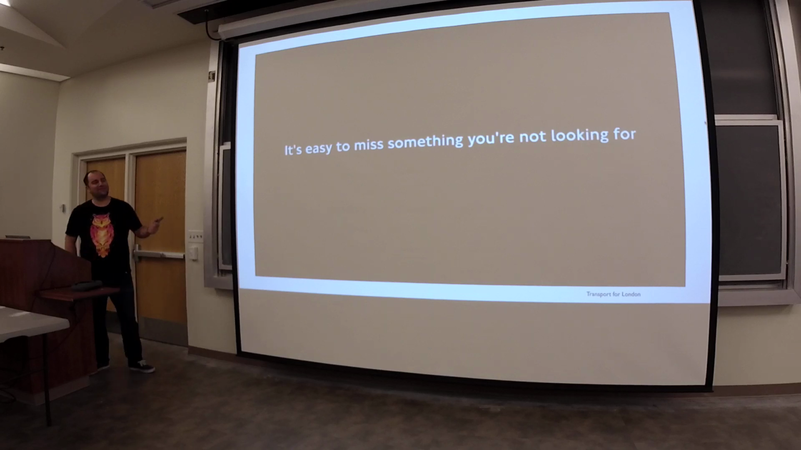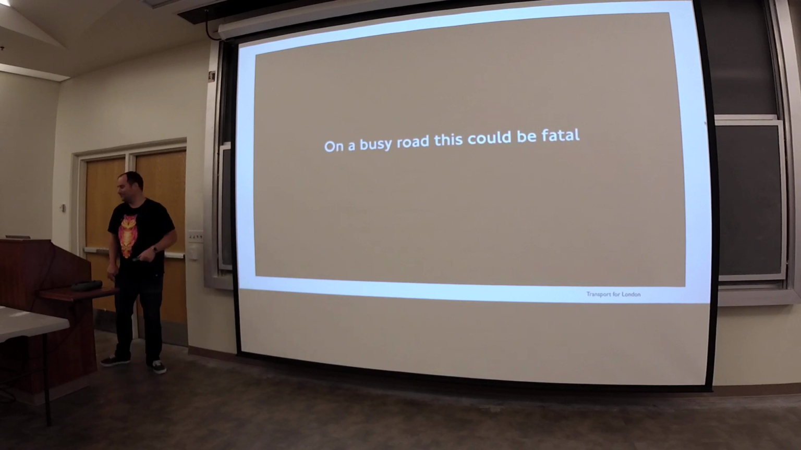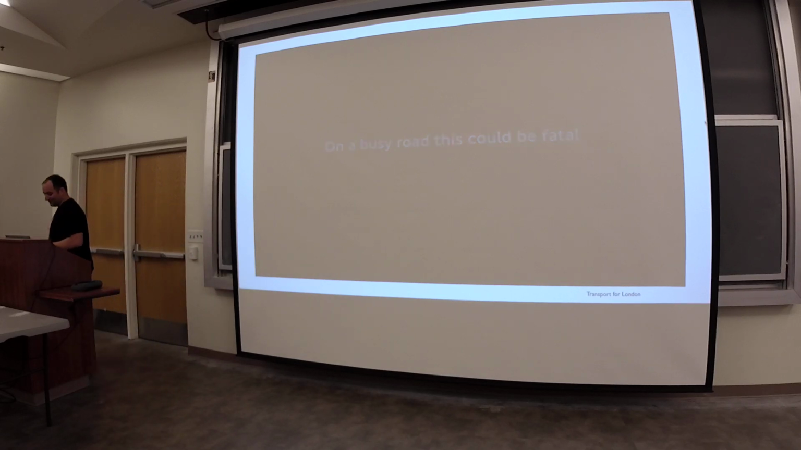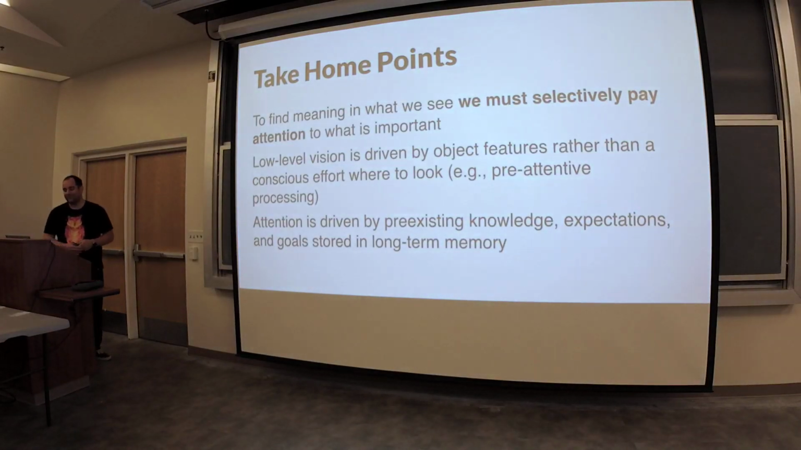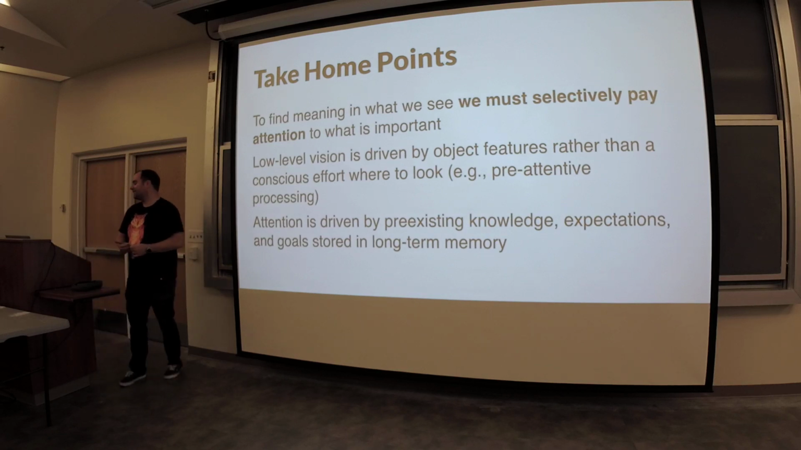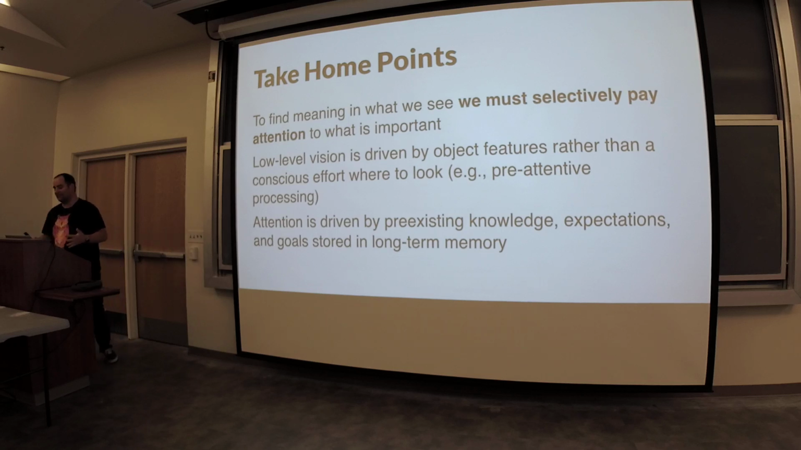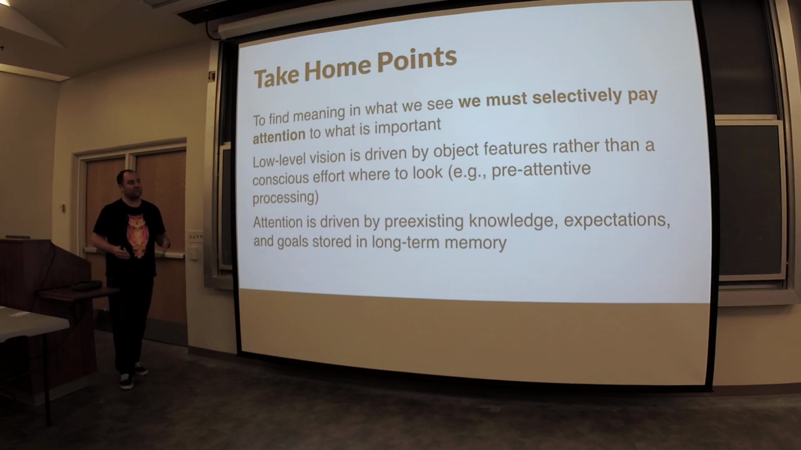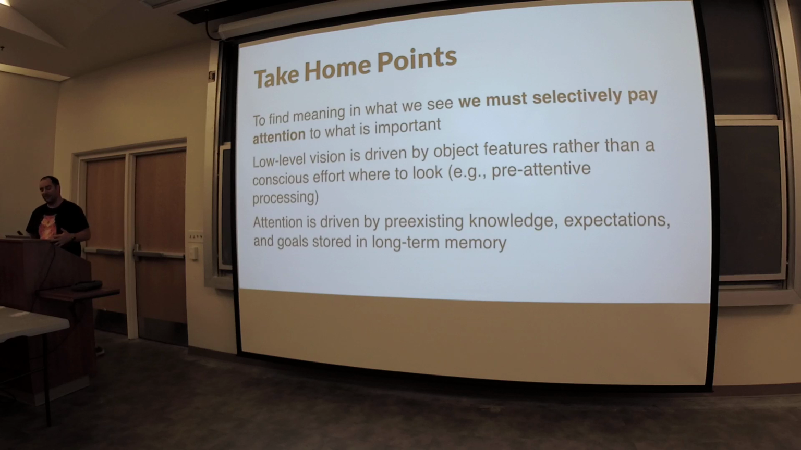So this was a campaign for watching out for cyclists by a London agency. But of course this applies to when we design user interfaces as well. So the take-home points, why do I show this to you other than to entertain, is we really like to find meaning in what we see in a visualization. We must selectively pay attention to what is important. And our low-level vision is really driven by some basic object features rather than by a conscious effort where to look.